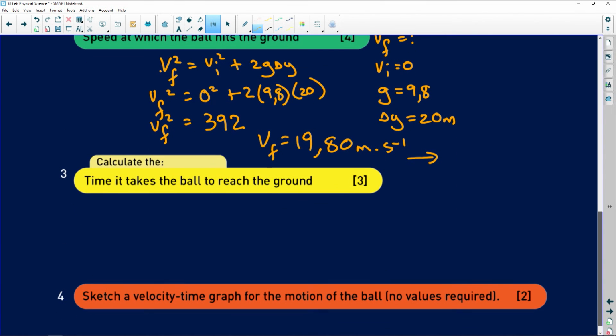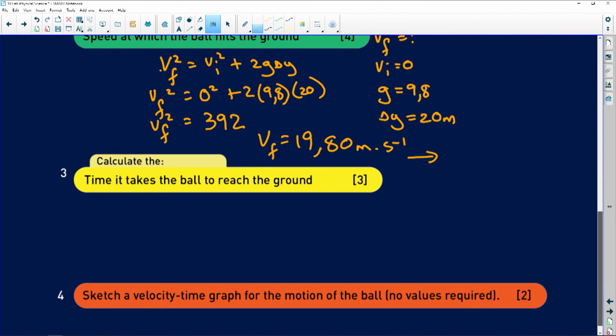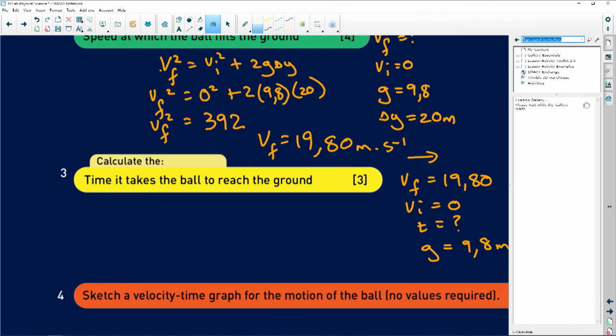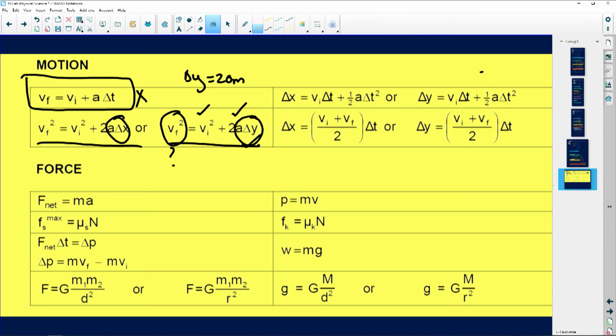Let us look at the next question. The next question says, calculate the time it takes for the ball to reach the ground. All right, so once again, what information do I have? Well, now I've got the final velocity is 19,80 meters per second downwards. The initial velocity, it was released from rest. The time is what they're wanting. And I have g is equal to 9,8 meters per second per second.